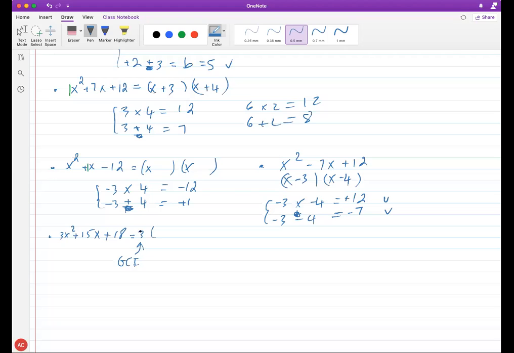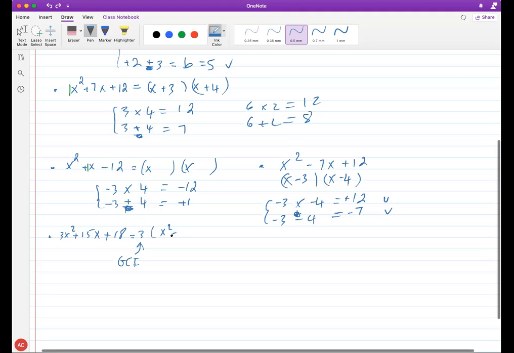And what else? Once you find the GCF, open the parentheses. What do we do now? We need to divide, factor 3 out. So we're going to divide all these by 3. So 3x to the second divided by 3 will be x to the second, plus 5x, plus 6.